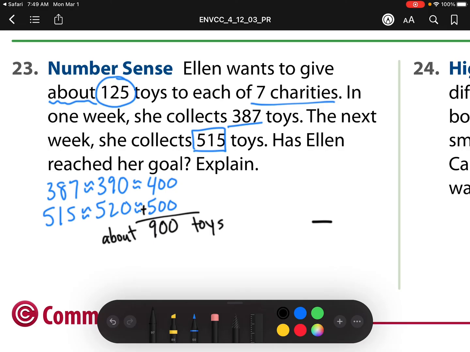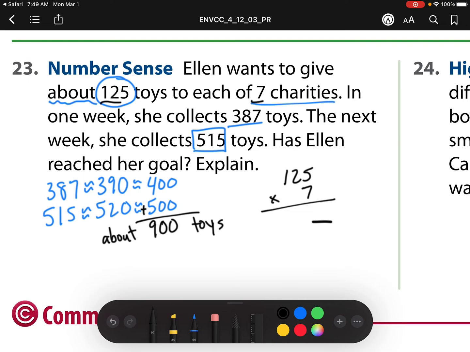Now our tricky part is what? Well, we have to see how many toys she has to give to these charities. Remember, she wants to give this much to each. So let's check that out. We have 125 times 7. So again, we could round this so it's a little easier, but I think we can do this math.